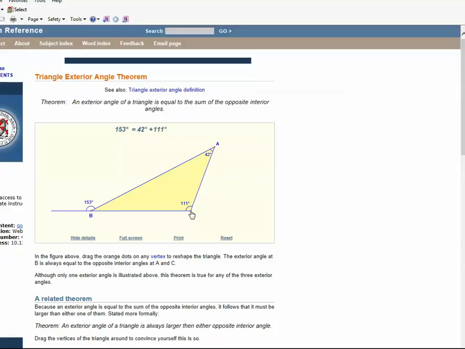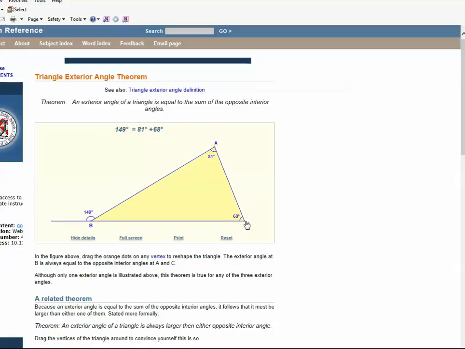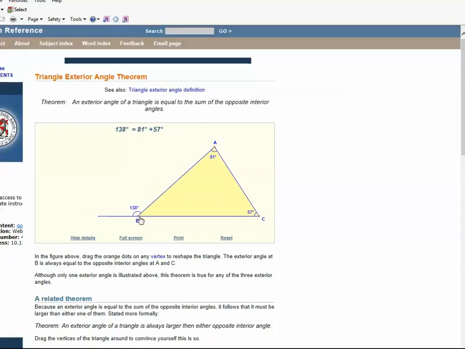I'm going to grab this vertex and drag it to make a different size measurement. 59 and 91. We're adding those two up and it makes 150. 150 is this exterior angle measure. I'm going to make that exterior angle acute. So you can see it doesn't matter what kind of triangle I have, these two interior angles add up to make this exterior angle. 16 and 58 add up together to make 74, and 74 is this exterior angle. Can you think of why?